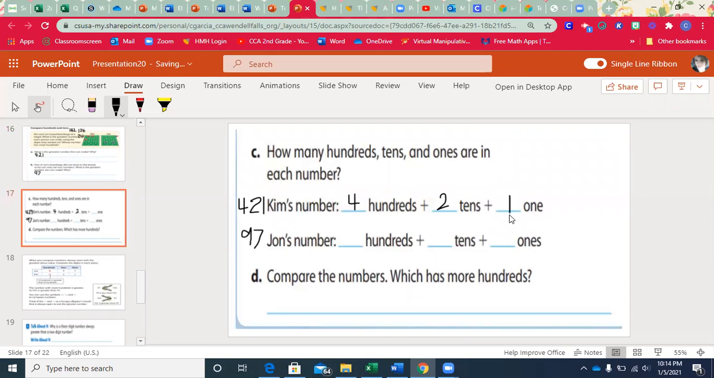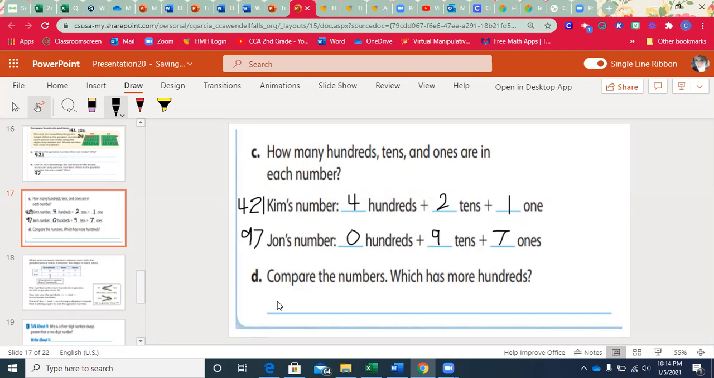And 1, 1. Now let's go down here and look at John's number. How many hundreds? Think about that for a second. How many hundreds? 0. That's right, 0. He only had 2 beanbags land on the board. He doesn't have a number for that third digit, but he does have 9 tens and 7 ones in his number. So compare the numbers.